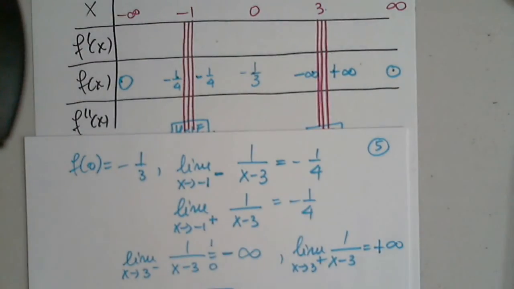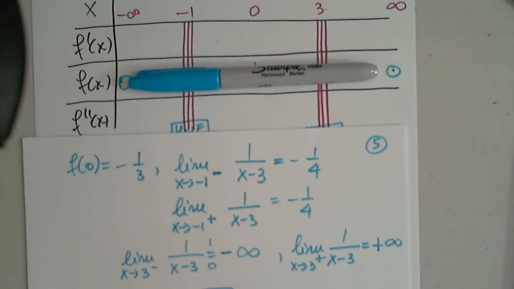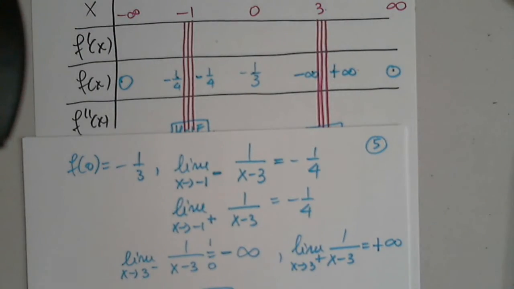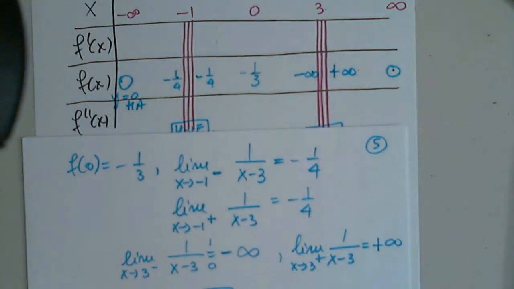That's it. I cannot squeeze anything from the function to learn about the function itself. This is it. I exhausted everything. I can only write here that y equals 0 is a horizontal asymptote, and I'm done.